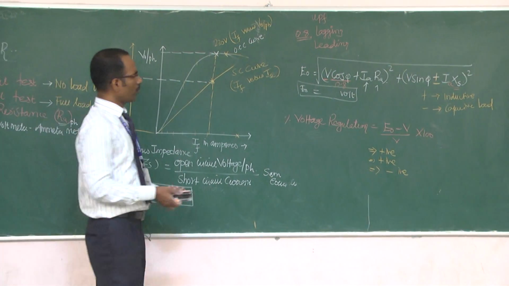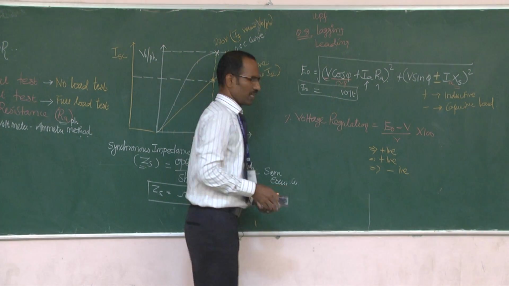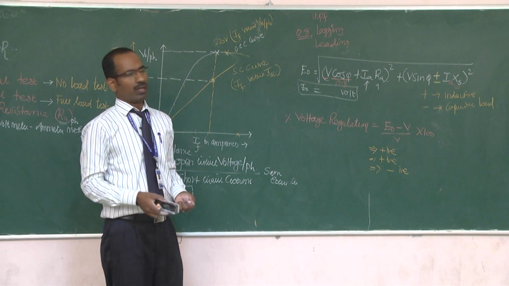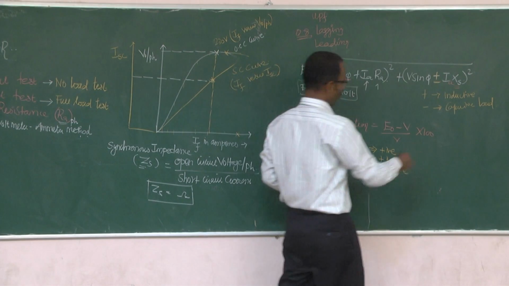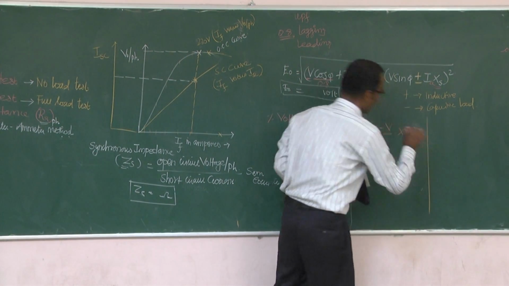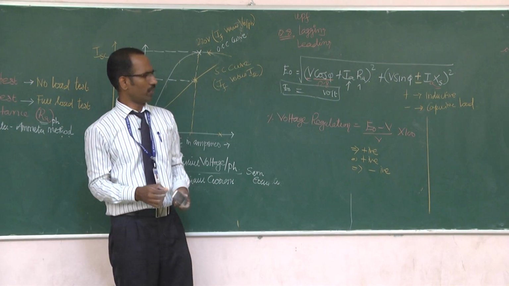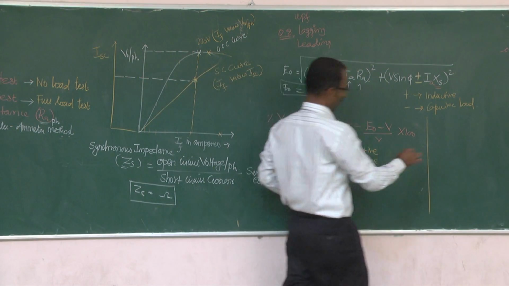The voltage regulation found from this EMF method is always greater than the actual value. So it is called the pessimistic method.